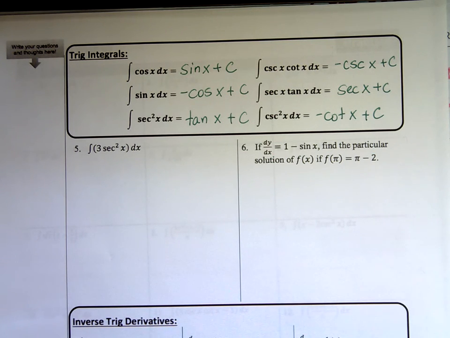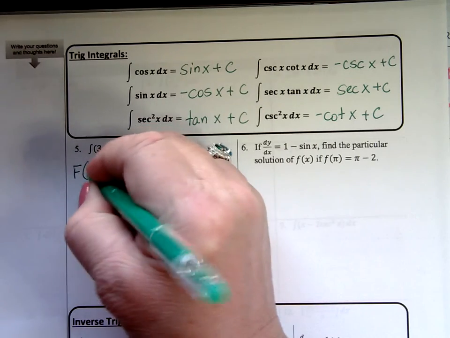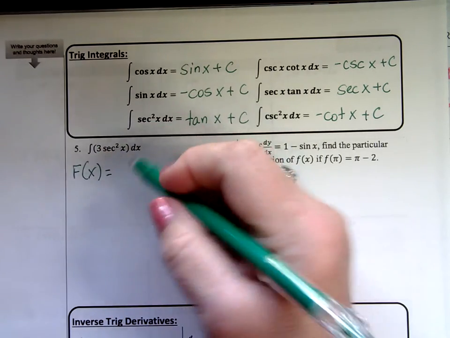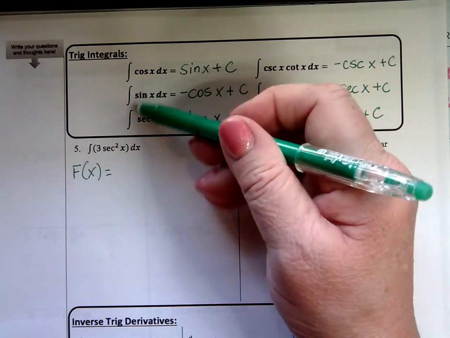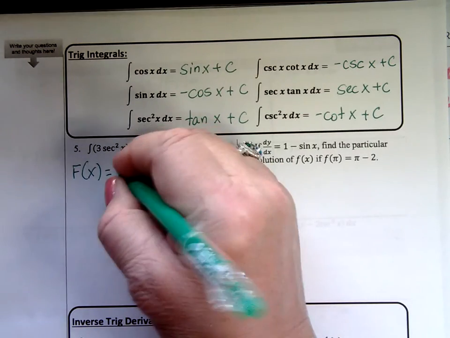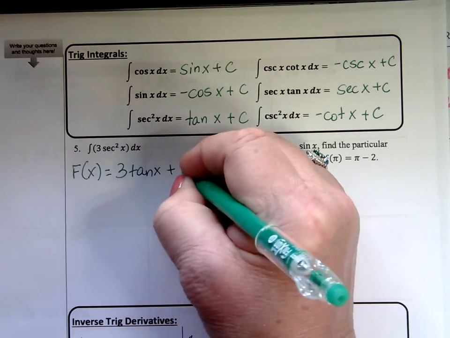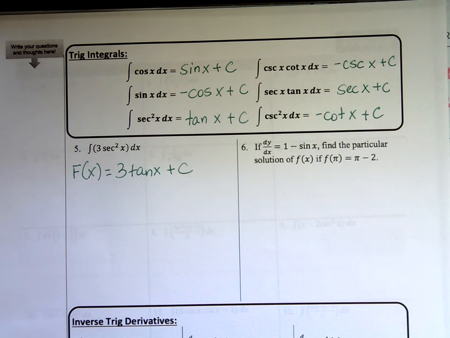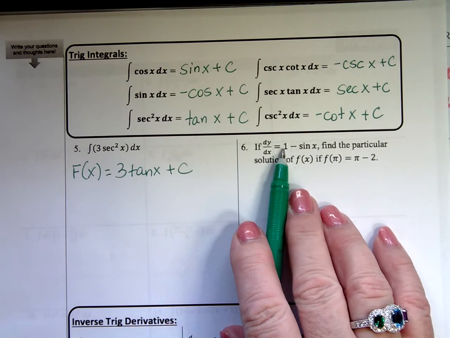All right, so this one's super duper easy. Antiderivative, capital F of x, is going to be 3, whose derivative is secant squared. Your integral of secant squared is tangent, so this is going to be 3 tangent of x plus c. Then they might have a particular solution, right? Particular solution, we're going to just figure out what the capital F of x is.